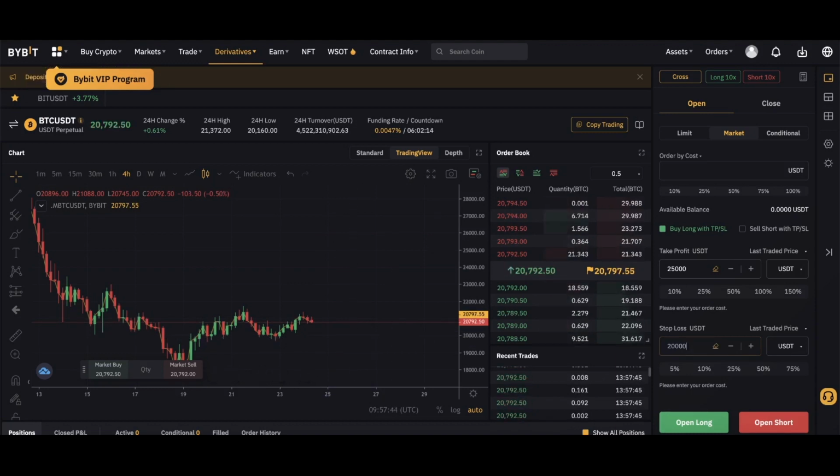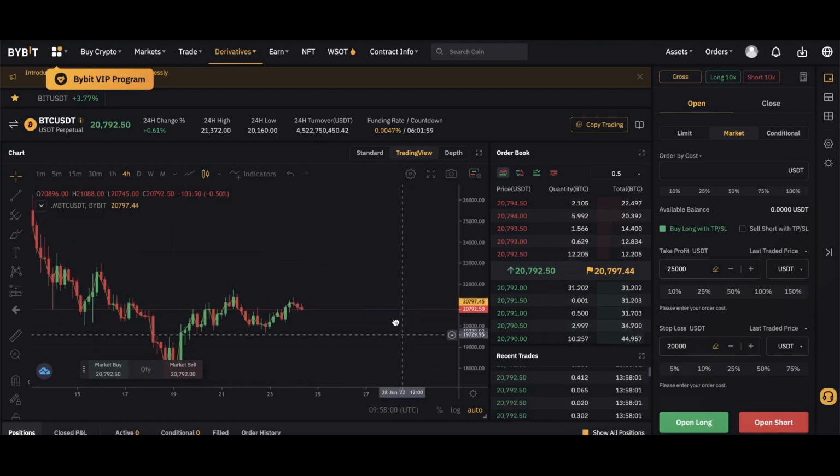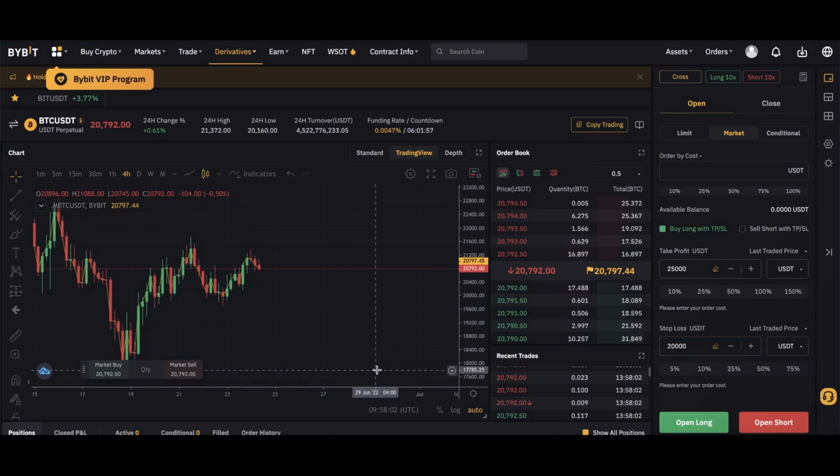So if the price comes now under 20,000 US dollars, we are out of the market with a little bit of loss, but not a big loss if the market goes very, very down, maybe to 10,000 US dollars or something else. So if you're trading overnight, it's one of the important things that you take a stop loss and also take profit. So there you can open this trade.